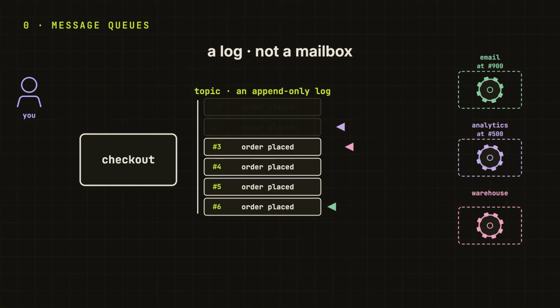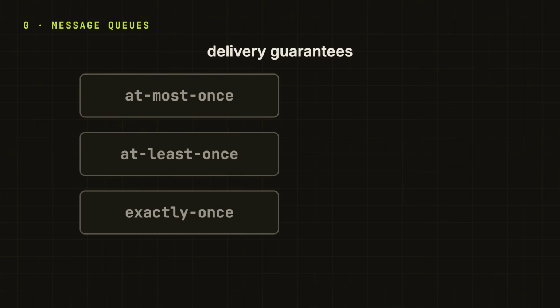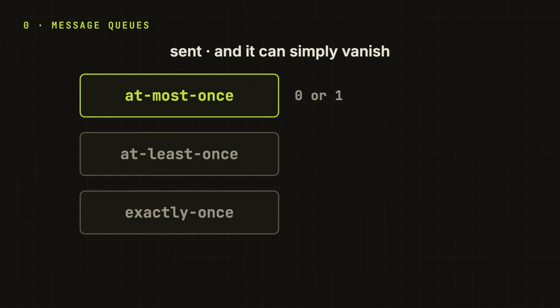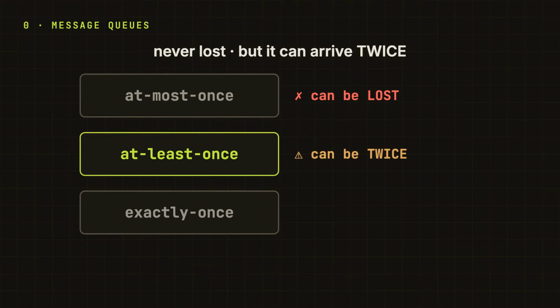And one important detail to get right, delivery guarantees. There are really three levels here, and you should know all three. At most once, a message is delivered 0 or 1 times, so it might get lost but never duplicated. At least once, it is never lost but might arrive twice, and this is the most common one.